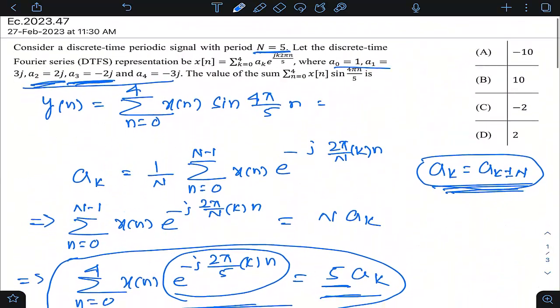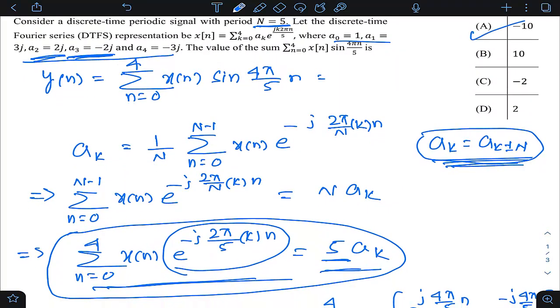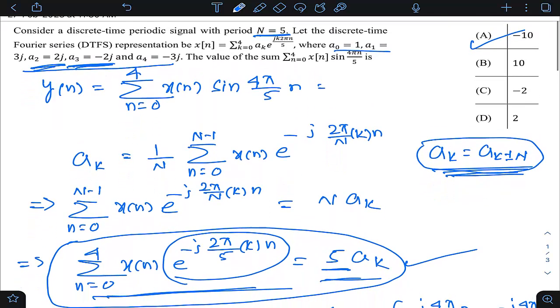So this answer is satisfied by option A. A is the right answer, which is minus 10. So it's a good standard logical problem. From this relation, you can easily figure it out. If you split it up, it comes in this pattern.